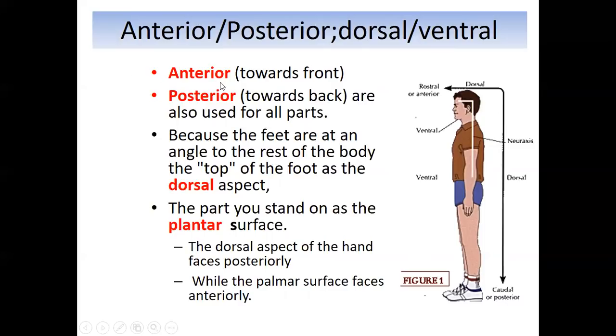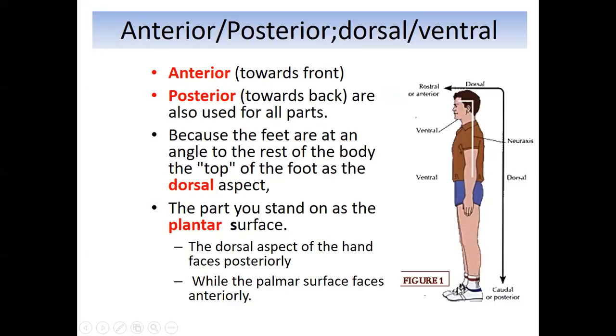So what is the anterior? Anterior means toward the front, and posterior means toward the back, and these terms are used for all parts of the body. Anterior means toward the front, posterior means toward the back. And because the feet are at a right angle to the rest of the body, you can see here.